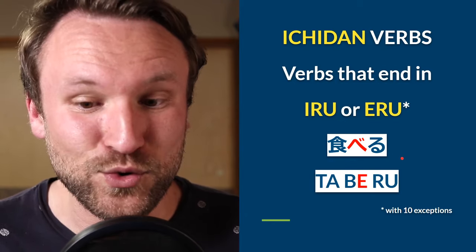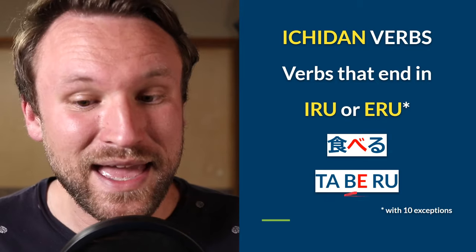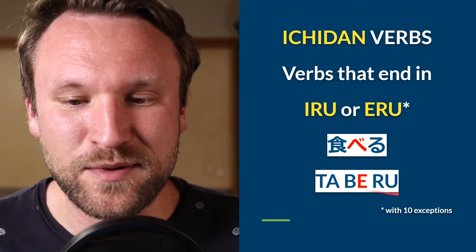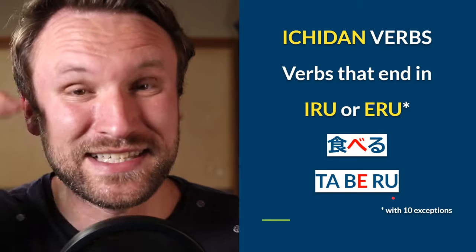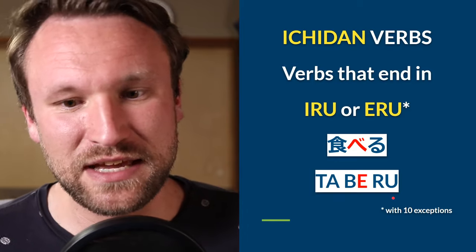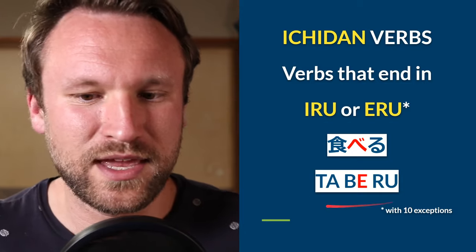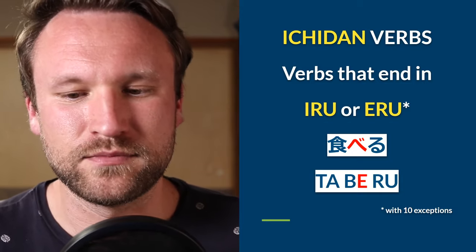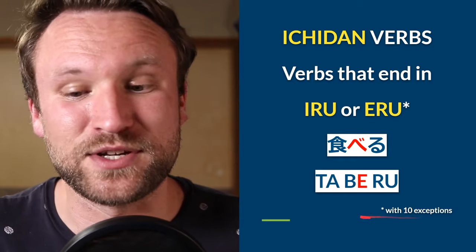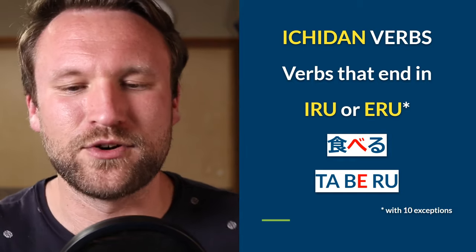So taberu, you'll see taberu. We've got an e there before ru. That means it's an eru verb. That means it's an ichidan verb. By the way, it's called ichidan verb because there's only one type, one conjugation of it, one thing you have to do. That's not it, I'll go over that, with 10 exceptions. There's 10 exceptions, maybe a few more, that we're going to cover in a minute.